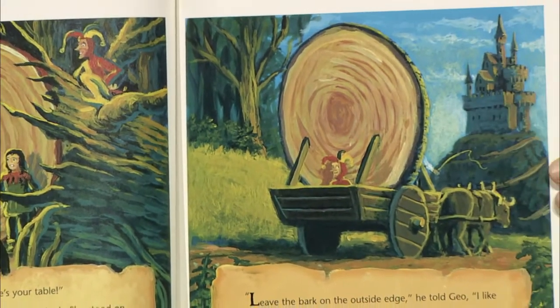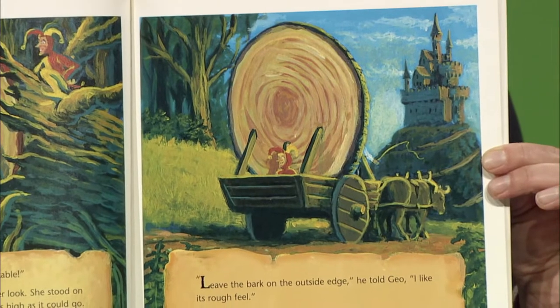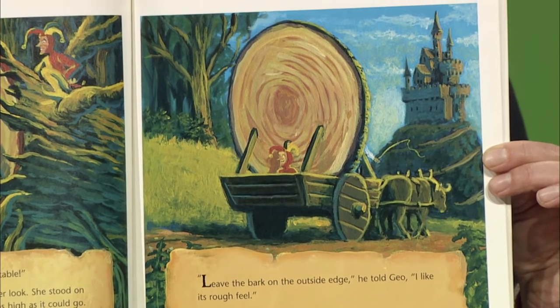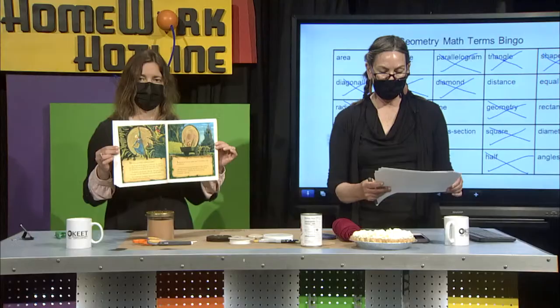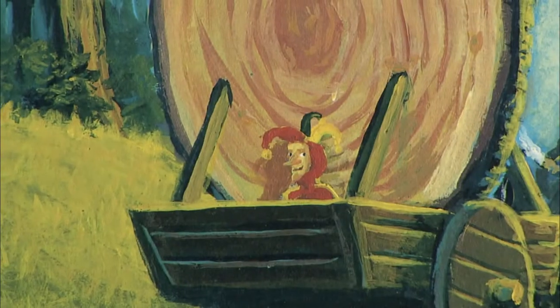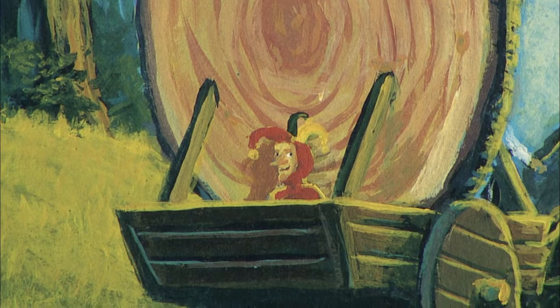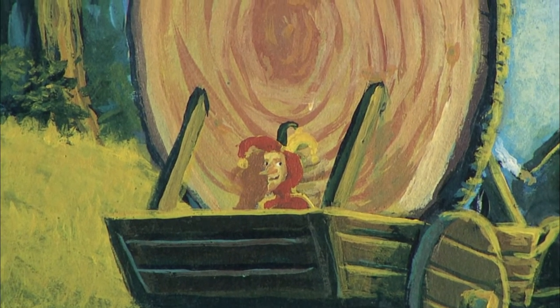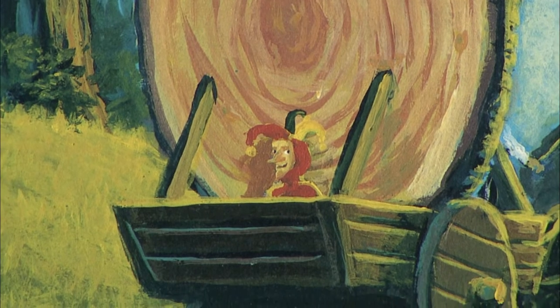Circumference summoned Geo to cut a cross-section of the trunk to make it into a tabletop. Leave the bark on the outside edge, he told Geo. I like its rough feel. Geo and his helpers sawed through the huge tree trunk. Then they hoisted the heavy slab into an ox cart, and off they went to Geo's workshop. Geo worked all night building the new table.